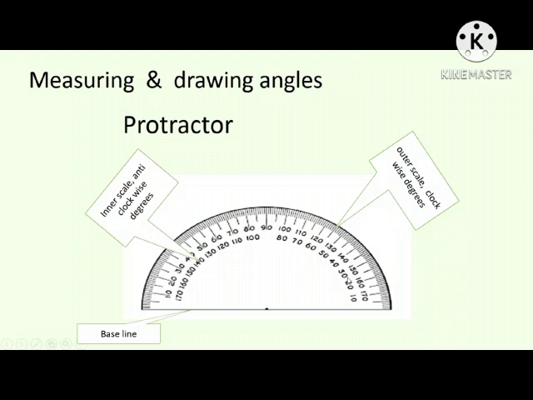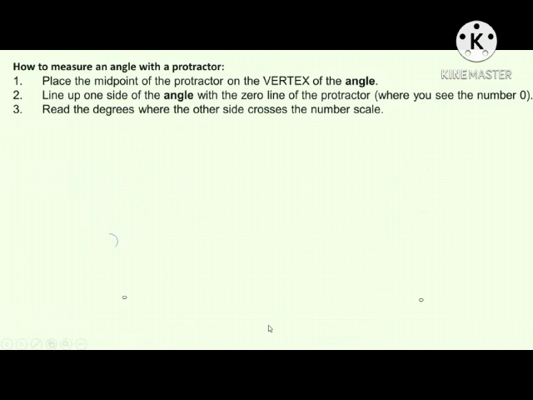This is the outer scale, that is the clockwise degree. Then the baseline, and it is the mid center point. This you have to know.